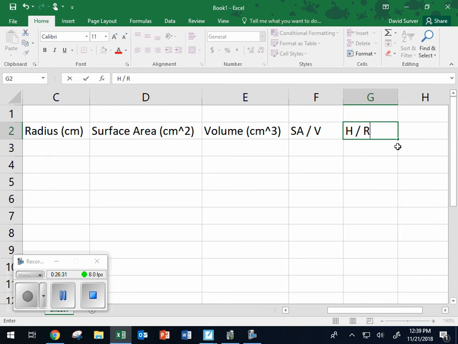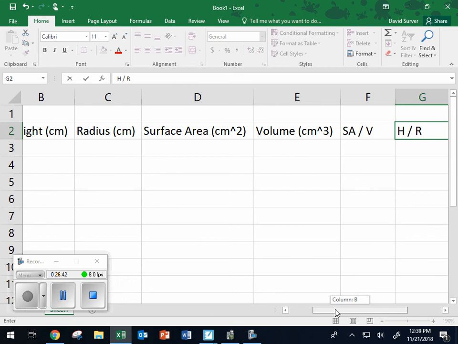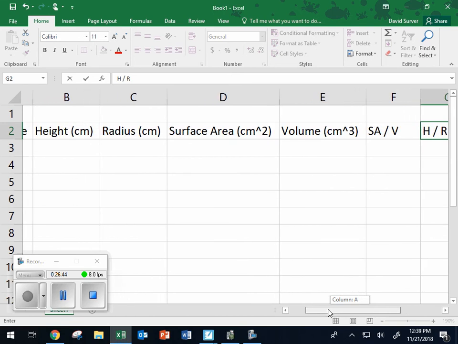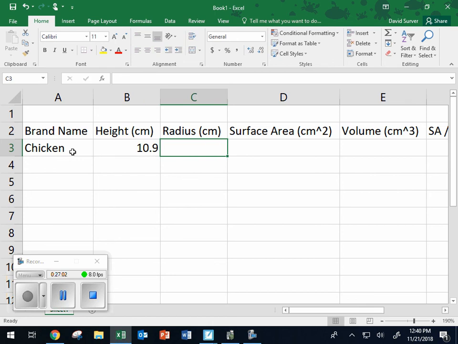And what I would like to show you is a cool way that will let Excel automatically calculate for you. So someone who is done writing these 7 columns, could you give me your can? One of your examples, Greta. Okay, so we got chicken. What was the height of that can? 10.9. We've got 10.9 centimeters, and what was the radius? 3.5. Thank you.